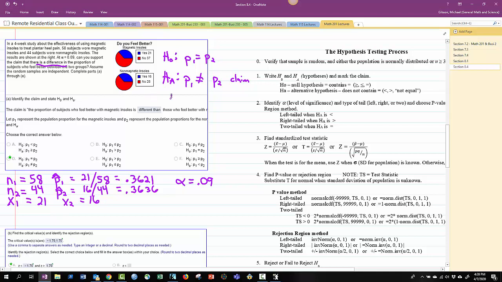Okay, alpha is going to be, pick kind of an unusual alpha this time, 0.09. By the way, in the real world, whenever you see an unusual alpha, you should be just a little bit suspicious that somebody's manipulating their results.